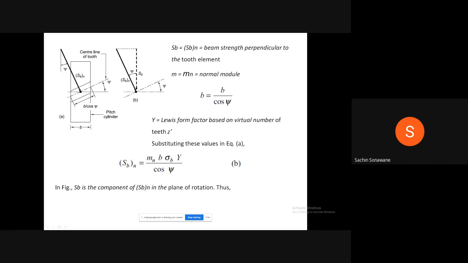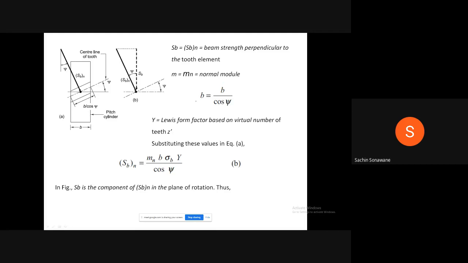Now, in case of helical gear, since teeth are inclined with respect to axis at an angle psi or helix angle, for the helical gear, beam strength is nothing but SBN, which is the force acting perpendicular to the teeth. Therefore, SBN, the normal force, is acting perpendicular to these inclined teeth, inclined at an angle psi with respect to the vertical. SB is equal to SBN, which is the beam strength perpendicular to the tooth element. M is equal to Mn, the normal module.